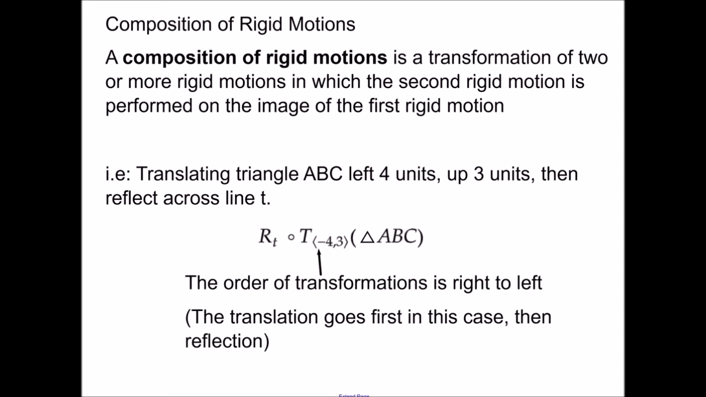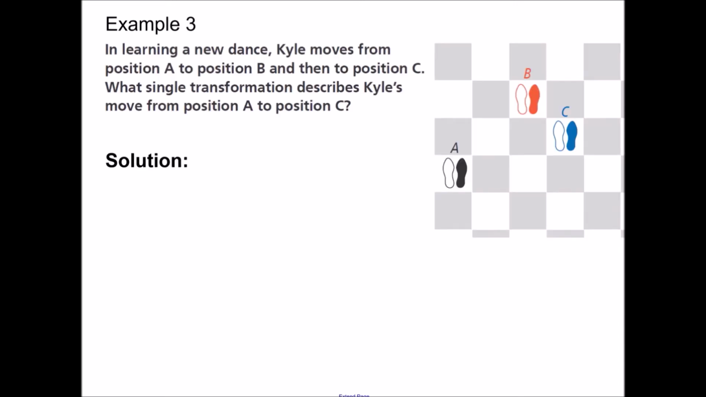Okay, so the order of transformations, as we mentioned, is from right to left. So the translation goes first in this case. So let's look at this example, which is a composition of rigid motions. In learning a new dance, Kyle moves from position A to position B, and then to position C. What single transformation describes Kyle's move from position A to position C?